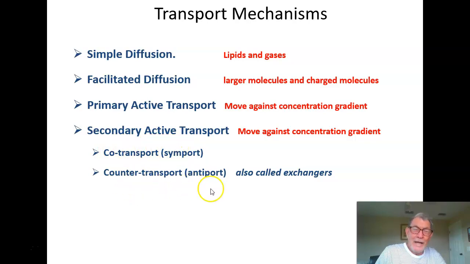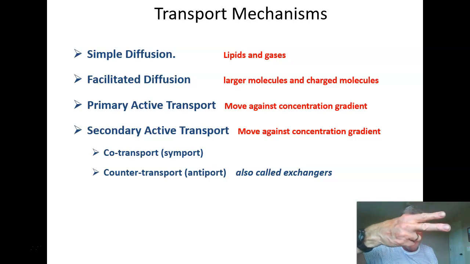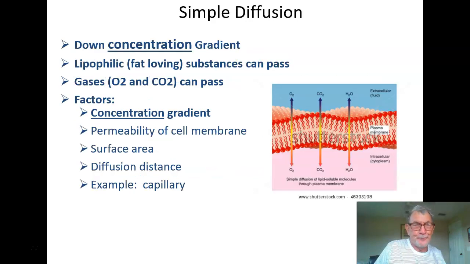Countertransport or antiport is when you have something that wants to go this way, and what it's going to do is power a little merry-go-round because it wants this guy out. So when this guy goes in, he provides the power for this guy to go out. So they're going in opposite directions, so that's countertransport. Co-transport is the same direction. Countertransport is going in opposite directions.